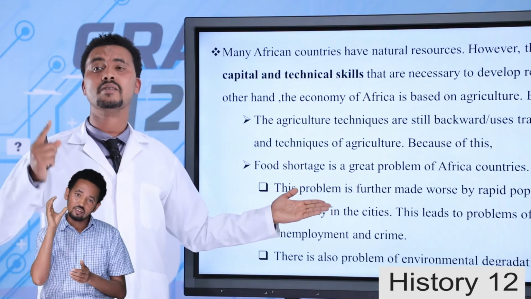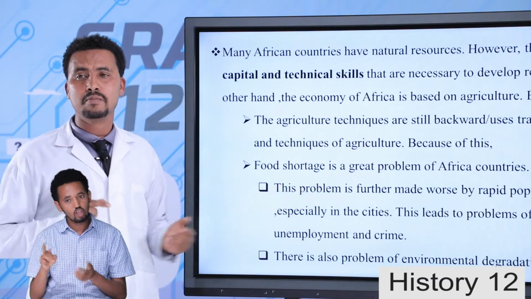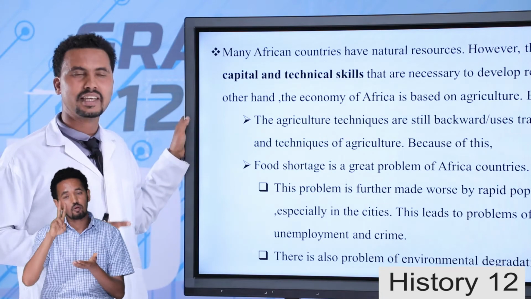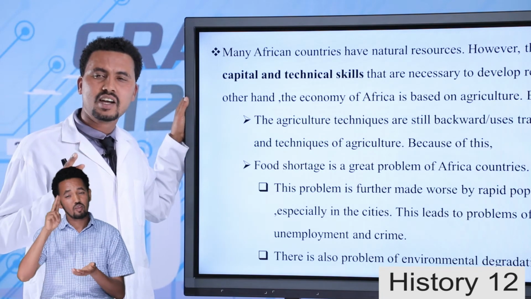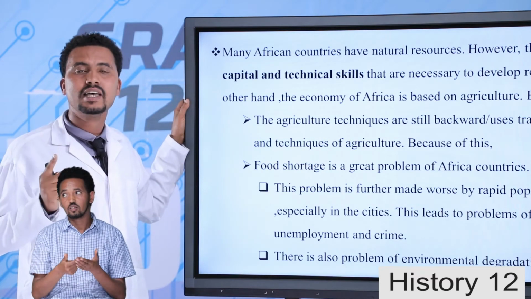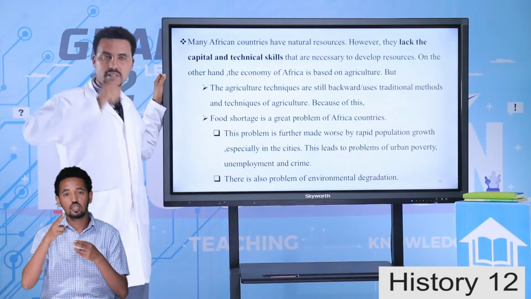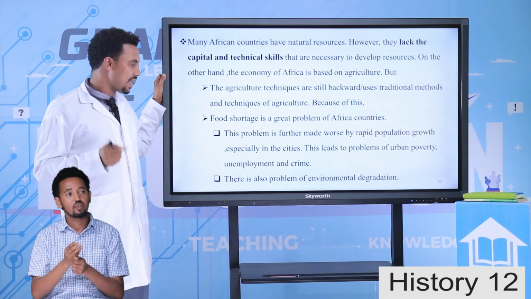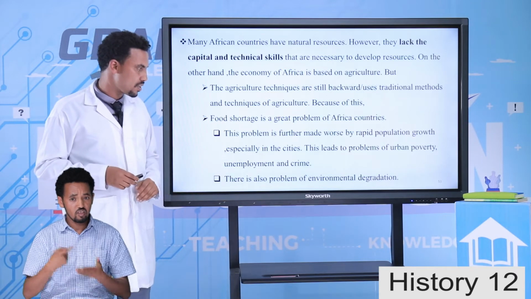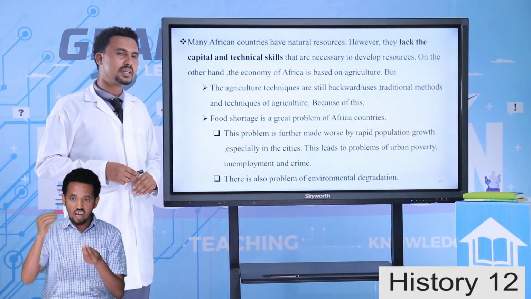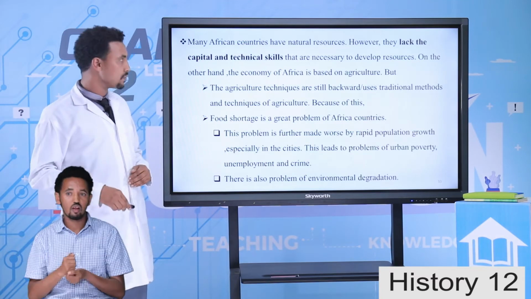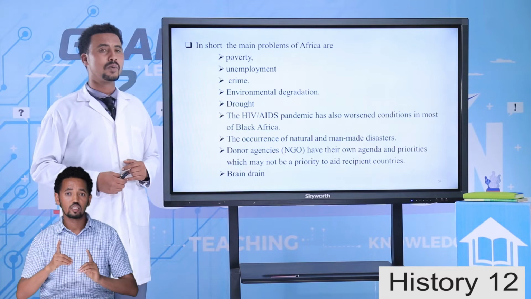The people migrated from rural to urban areas. This leads to the problem of urban poverty. In the urban areas of Africa, there was urban poverty, unemployment, and crime. In addition to this, the other problem of Africa was environmental degradation.